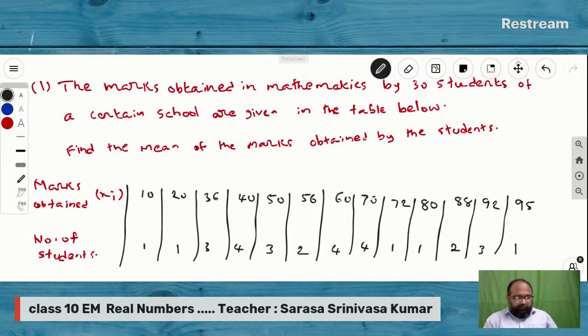So let us observe this again. 10 marks by one student, 20 marks by one student, 36 marks by three students, 40 marks by four students, 50 marks by three students, 56 marks by two students, 60 marks by four students, 70 marks by four students, 72 marks by one student, 80 marks by one student, 88 marks by two students, 92 marks by three students, 95 marks by one student. So now we complete this table. So this is the given problem.